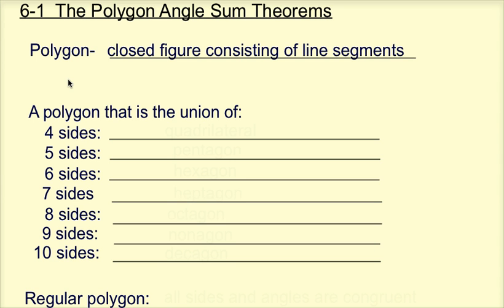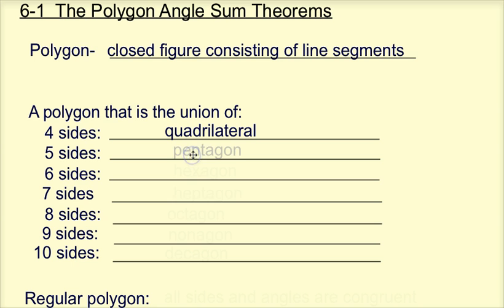So the fewest number of sides that a polygon can have would be 3 sides, because if it had 2 sides, they wouldn't meet. So we already have studied triangles. We know that a polygon with 3 sides is a triangle. A polygon that is the union of 4 sides. And if you want, you can pause the video and see if you can fill in any of these on your own without looking at the notes. But if you can't, that's okay too. So a polygon that is the union of 4 sides we call a quadrilateral. Okay, in this chapter we're going to be studying quadrilaterals, specifically parallelograms, rhombuses, rectangles, and such.